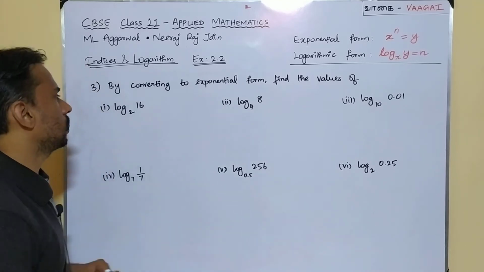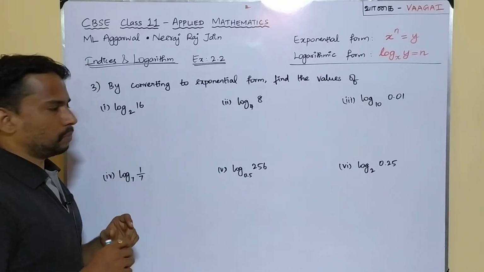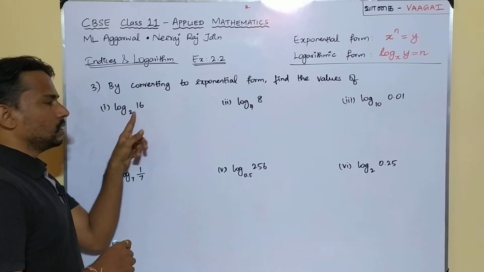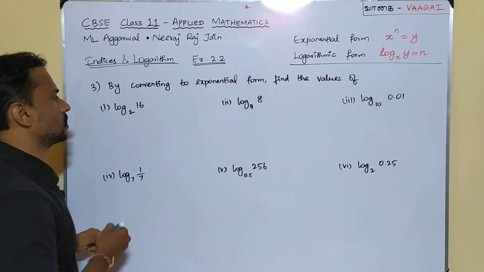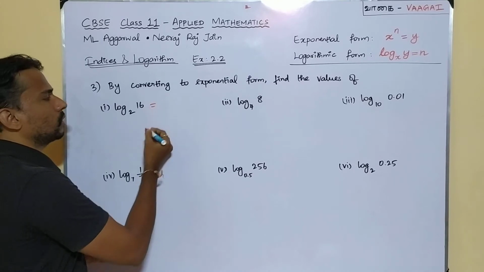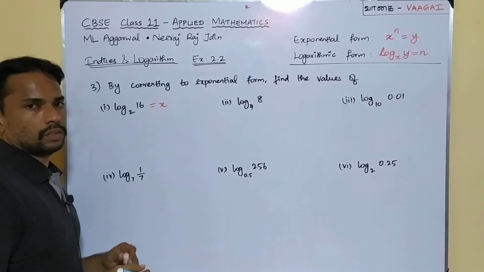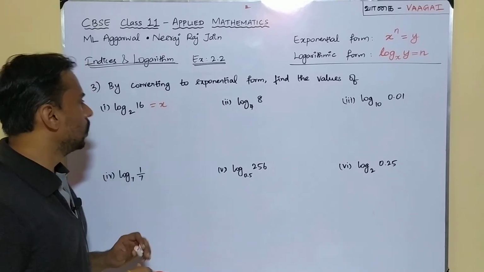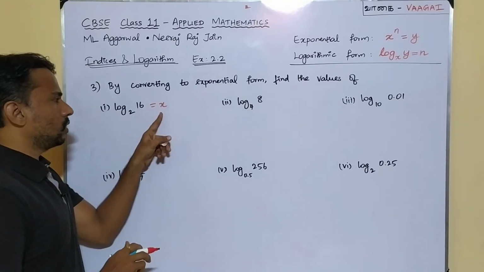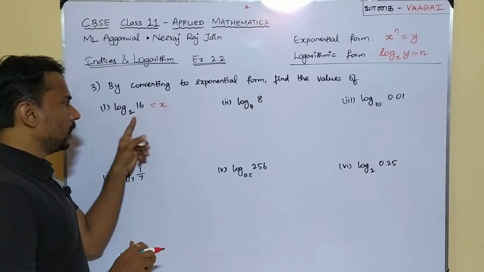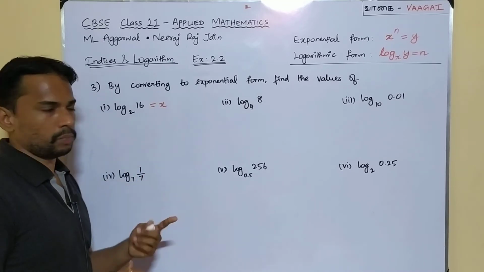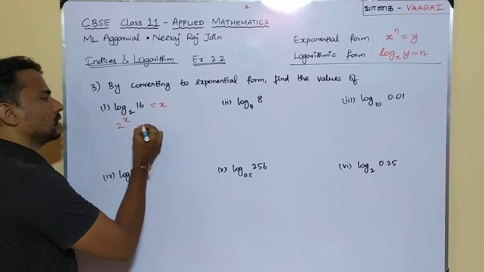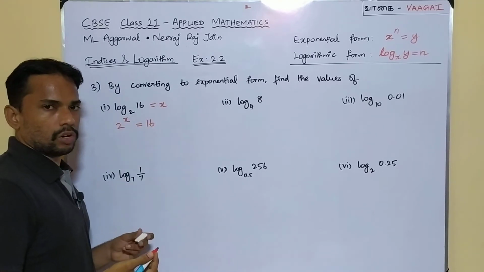Now coming to the first subdivision, we have log of 16 to the base 2 is equal to what? This is our question. So what I'm going to do is take this as some x. That is, we have to find the value of x. Very simple. So now log 16 to the base 2 is equal to x. Now try to write this in exponential form. If we do that, we will get 2 to the power x is equal to 16.